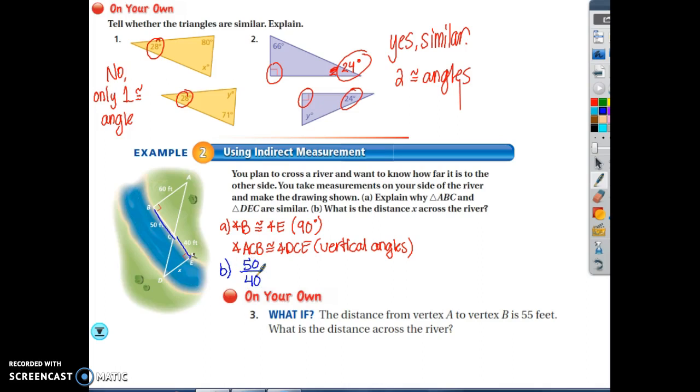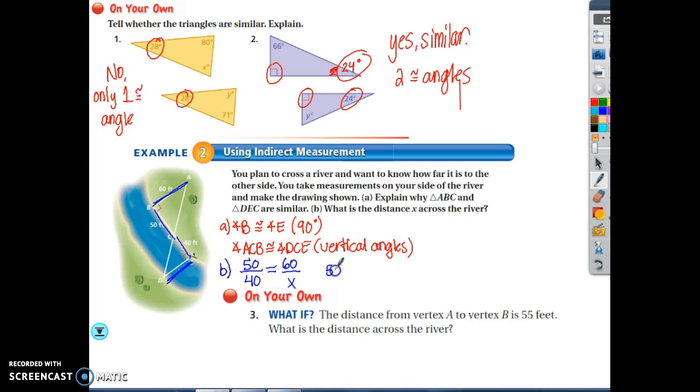Now, if I'm trying to find the distance across the river, which is this side x, I need to compare that with the 60 feet, or side AB of the other triangle. Since the 60 feet comes from the side of the triangle that has the 50 feet, that will be in my numerator. So I'm going to let this equal 60 feet over the side that I don't know, which is x. From here, there are many methods to solve. You can cross multiply, you can reduce, you can try and make the numerators the same. Just to keep things simple, I'll go ahead and cross multiply.